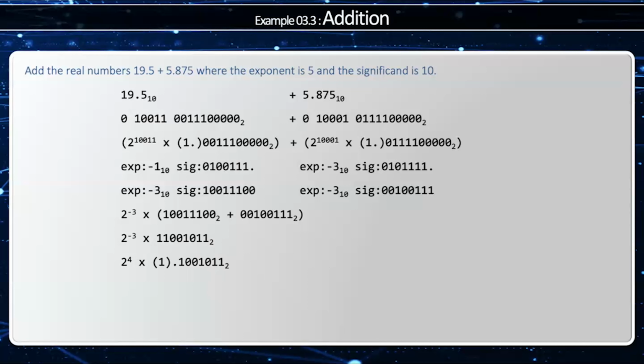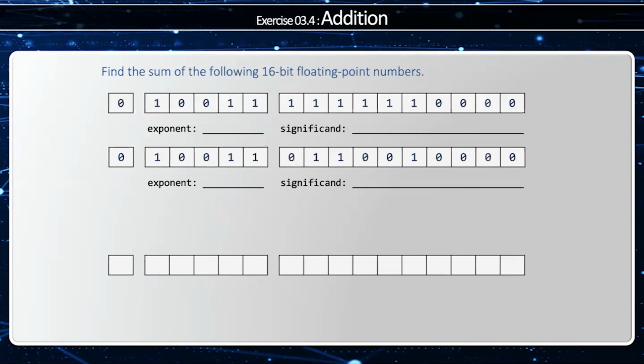From here, I could turn the exponent into the exponent bias format, and then I have my final floating point number, 0, which is my sign, 1, 0, 0, 1, 1, which is 4 in the exponent bias format. Don't forget the implied 1 dot, and then my significant, 1, 0, 0, 1, 0, 1, 1, and then finally all trailing zeros after that. And that is 25.375.